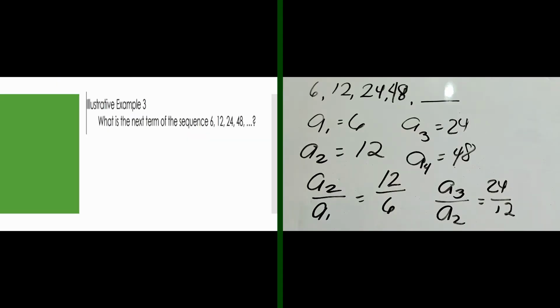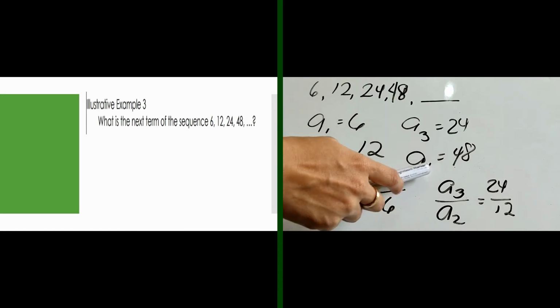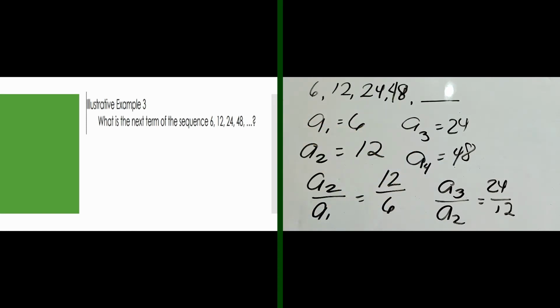Okay, so we have in here 6, 12, 24, 48. And then we need to get the next term. So a sub 1 is 6, or the first term. Your second term is 12, a sub 2. Your third term is 24, or a sub 3. Your a sub 4 is 48. So it's just going to be a sub 2 divided by a sub 1.